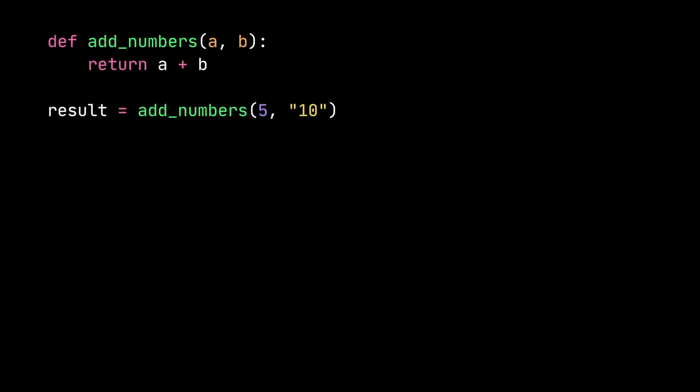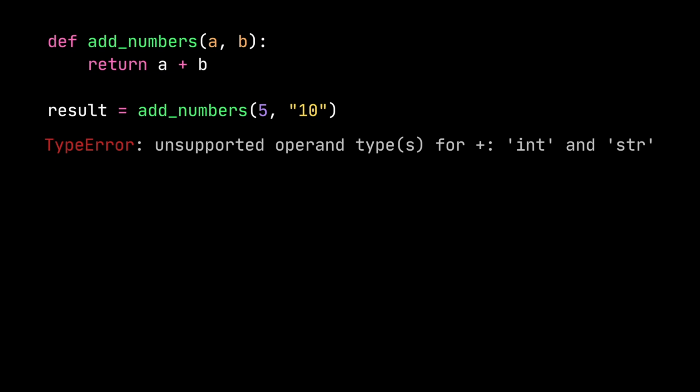Let's take a look at an example. We define a function that adds two numbers, but we call the function with an integer and a string. This results in a type error since Python doesn't know how to add an int and string together. This error happens at runtime, meaning the program crashes when it runs, which is not good.